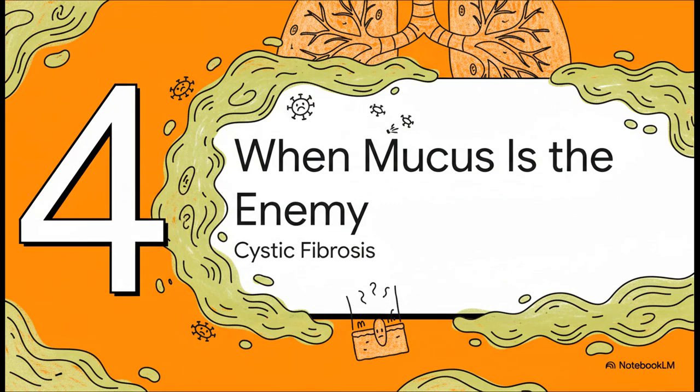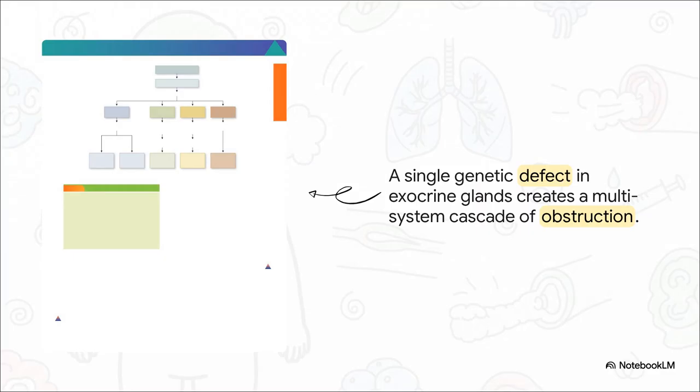All right, for our last disease, we're talking about something where the problem isn't just an infection or a trigger. It's a fundamental flaw in the body's own secretions. We are talking about cystic fibrosis, a condition where the mucus itself is the enemy. This flowchart really is the key to understanding CF. It all starts with one tiny genetic defect that just messes up the exocrine glands. So these glands, which are supposed to make thin, slippery mucus, instead start churning out this incredibly thick, sticky gunk. And from that one single problem, it branches out, causing blockages everywhere, in the lungs, in the pancreas, in the bile ducts, you name it.